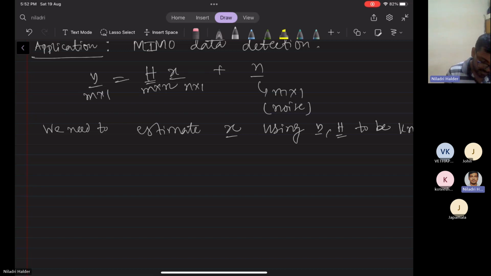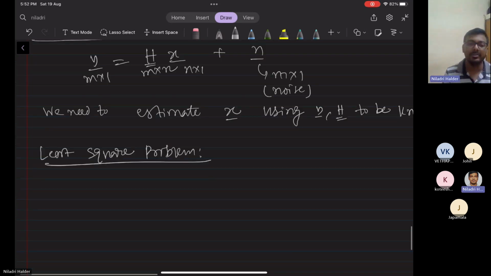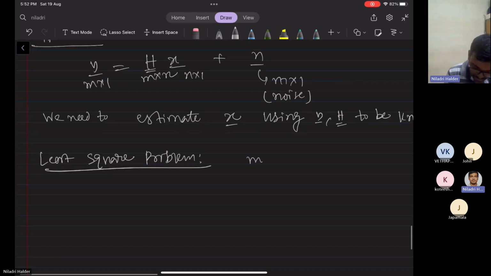So the problem is solved here using least squares. The least square problem is that the square will be least actually. So that means the square of what? The square of the distance between y and Hx. So minimizing the distance, we'll search over all the x and we'll minimize the distance between y and Hx.